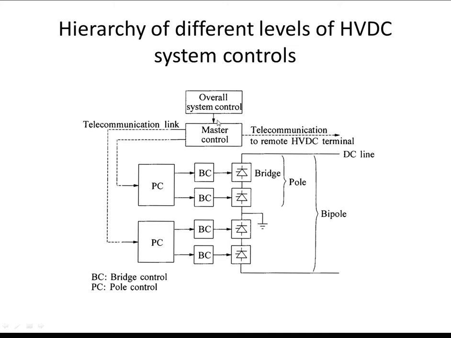So there are 4 types of control in the hierarchy of the different level systems: overall control, master control, pole control and bridge controls. One main control is the overall system control, second is master control, then pole control, and the last one is the bridge controls. So let's understand this master control in detail.